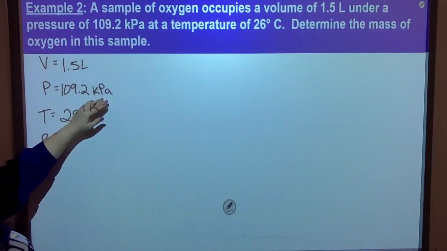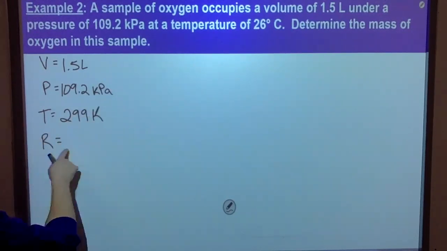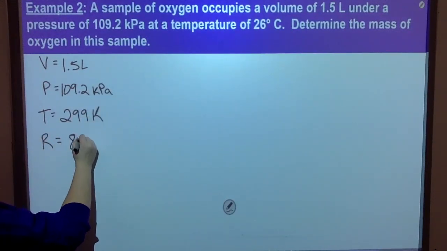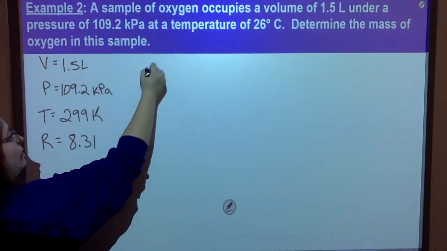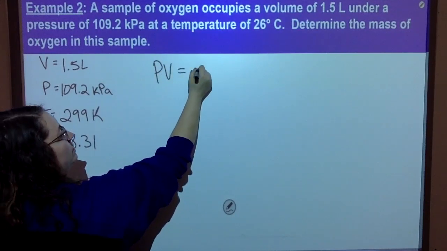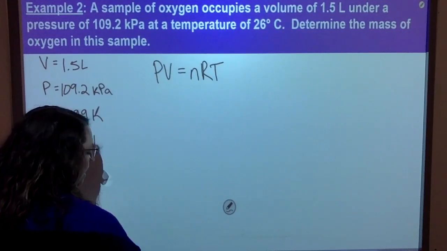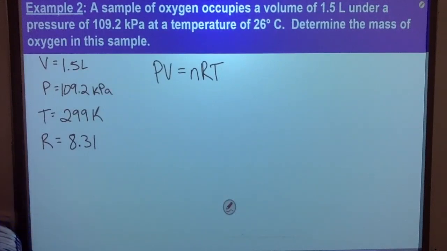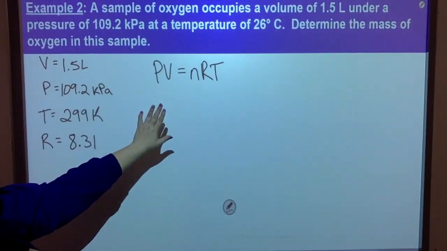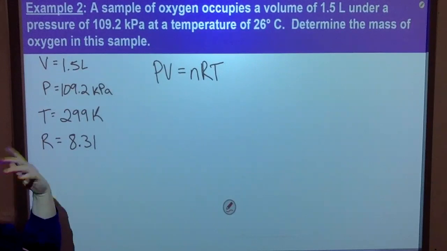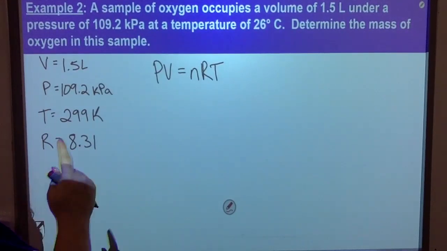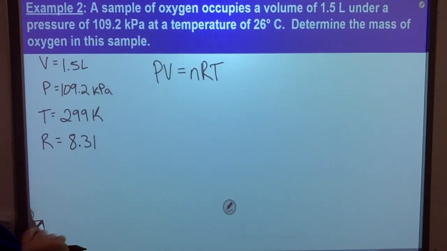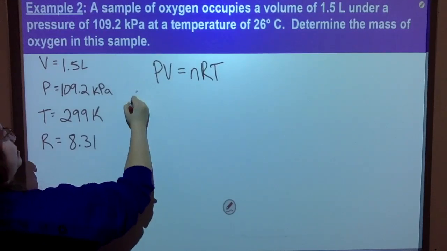So since our pressure is in kilopascal, we know that our R constant will be 8.31. And we know, obviously, that we have PV equals nRT. Okay. So what we're looking for is the mass, which means we're going to have to find the moles. Okay, that's common with this. So if it's asking for mass, and this is the kind of information you have, you're going to have to find the moles and then convert it into mass. So with these, you're just going to plug it in and solve.